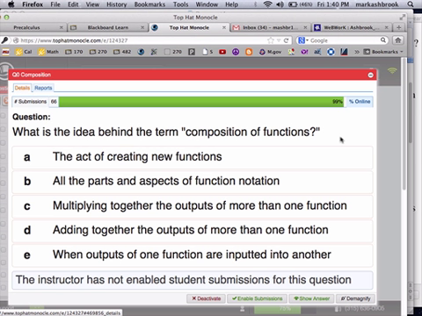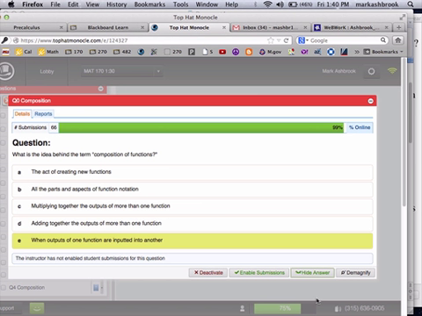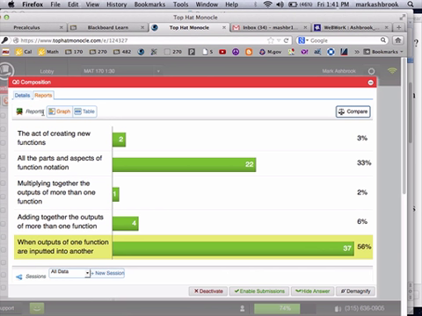Okay, so if you did the reading, this should be pretty easy. What's the idea behind the term composition of functions? Outputs of one are the inputs of the next. So it's two functions in succession. The output of one function becomes the input of the next. In the first class, we were at 50%. You guys were a little bit better. Do your reading, okay? Make sure you do your readings.